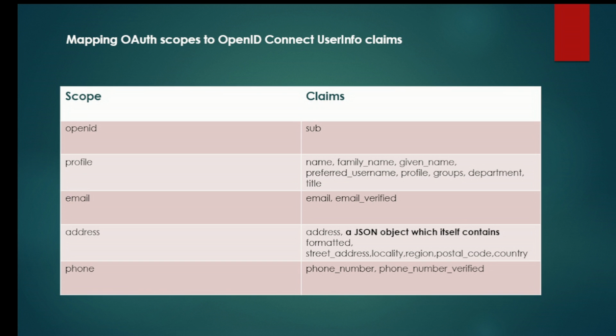Now you have mapping OAuth scopes to OpenID Connect UserInfo claims. These are the scopes like openid, profile, email, address, phone, and you can map the claims. The openid scope gives sub, which has the username or the email address, whatever you configured. Then the profile scope has name, family name, given name, preferred username, profile, groups, department, title, and so on. Then the email scope has the email and email verified claims. Then the address scope has the address, a JSON object which itself contains formatted street address, locality, region, postal code, country. Then the phone scope has claims like phone number and phone number verified. So you have the scope and you map it to these claims. We can see this in PingFederate while we do the integration.